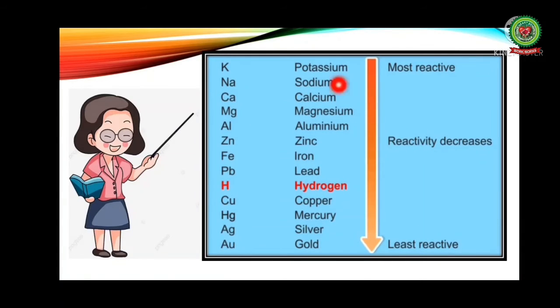Here, the metals placed at the top of the activity series are above hydrogen, so they are more reactive than hydrogen. So, they can displace hydrogen from the given dilute acids. Whereas, the metals placed at the bottom of the reactivity series are below hydrogen, so they are less reactive than hydrogen and they cannot displace hydrogen from the given acid.